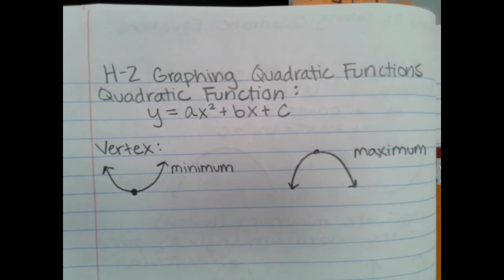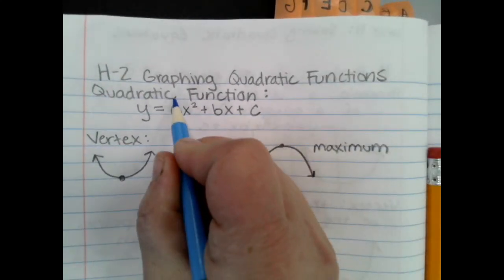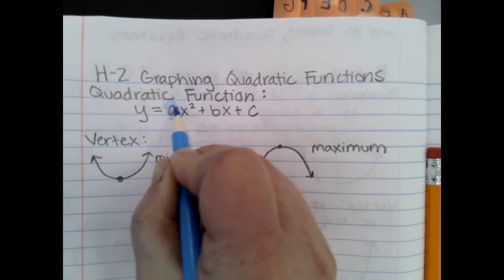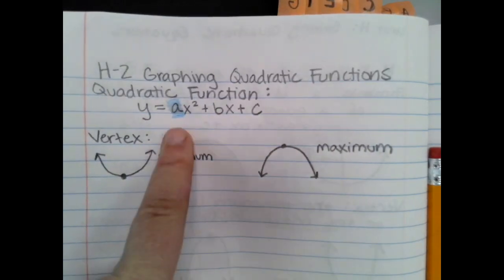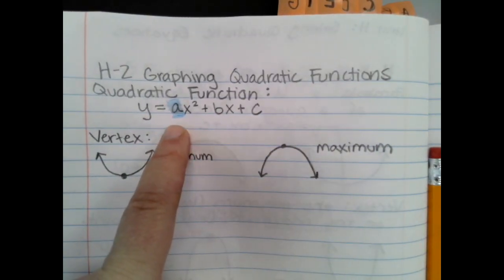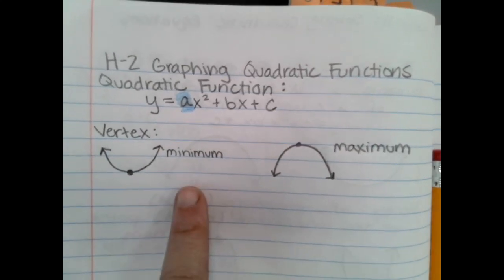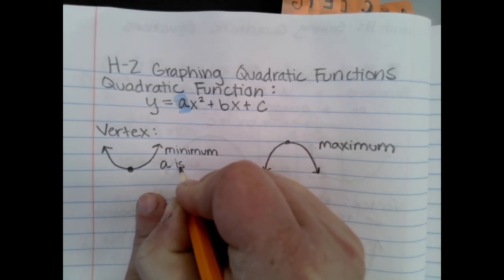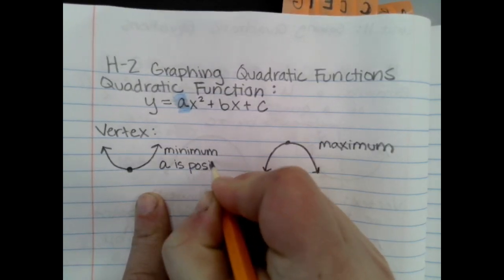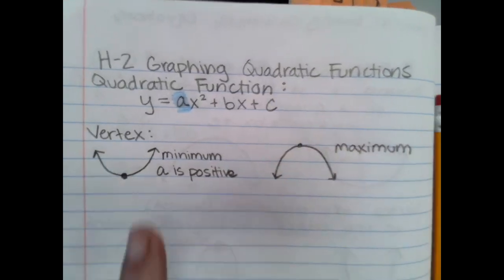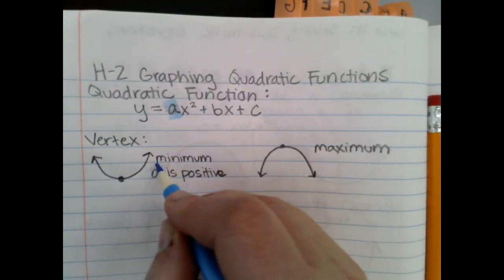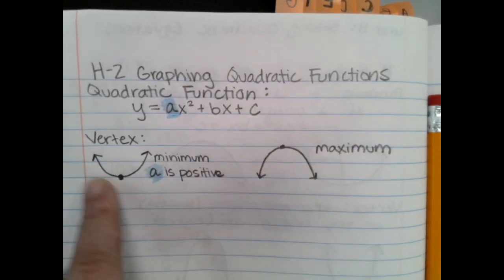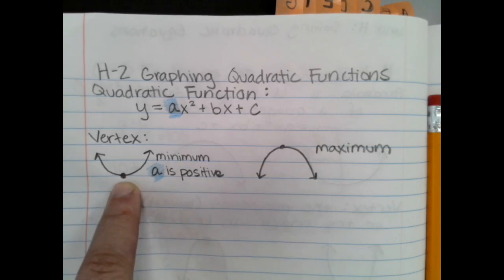So I'm going to use blue for this one. Anytime I work with A today, I'm going to use blue. Okay, you can use highlighters again if you'd like to. So A, when we have a minimum, this happens when A is positive. If A is a positive number, I like to think about it like, if you're positive, that usually means you're happy. And in a smiley face, we would have a minimum.